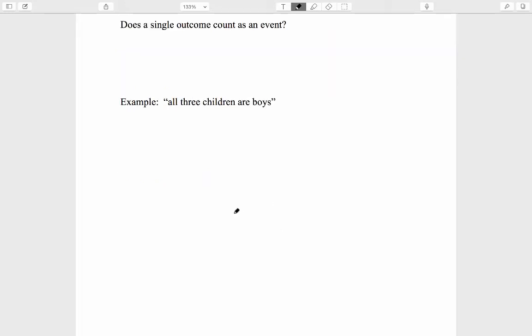Does a single outcome count as an event? Yes! In fact, it is called a simple event. For example, the event that all 3 children are boys, that's an event. It is a set of outcomes, and it has only one outcome in it.